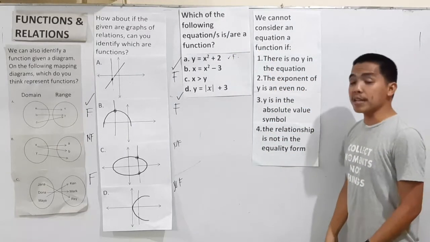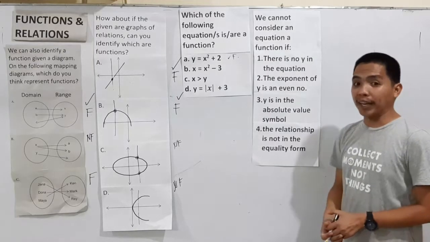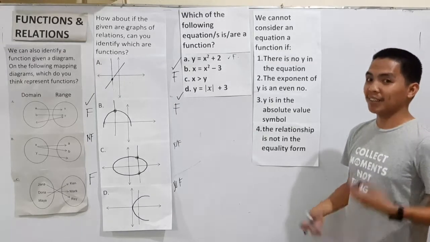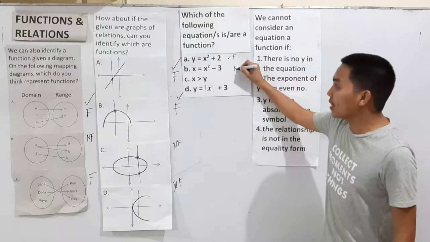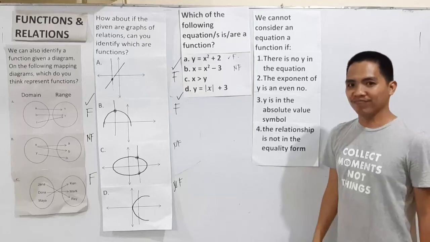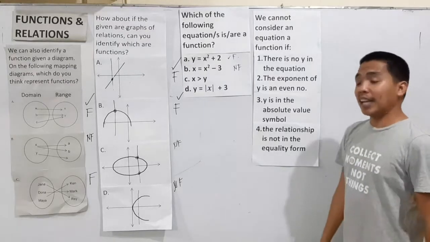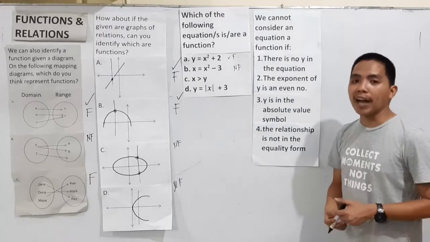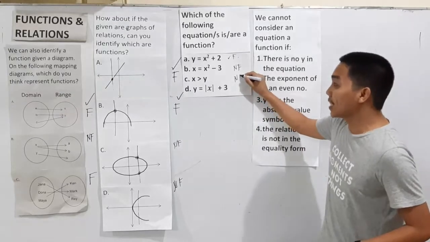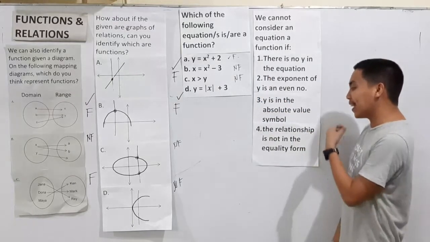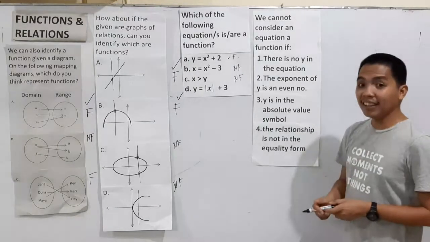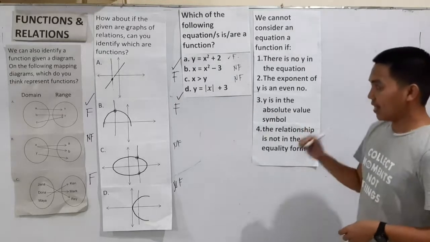How about letter B? x equals x squared minus 3. Is this a function? Okay, this is not a function because there is no y in the equation. Alright? Letter C, x is greater than y. Is this a function? Obviously, this is not a function because there is no equality form. There is no equal sign. So, this is not a function.